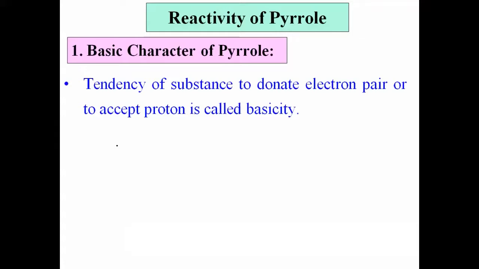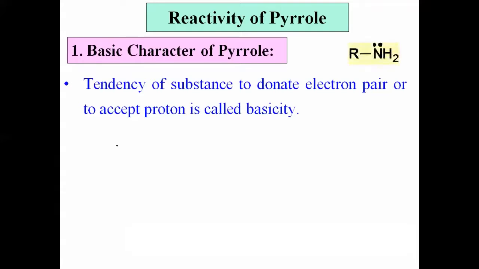Now what is meant by basic nature? It is the tendency of a substance to donate an electron pair. According to the Lewis theory, if a compound donates an electron pair to another substance, then it is called a base. Or if it accepts a proton, then it is also called basic. The tendency of a compound to donate an electron pair or to accept a proton is called basicity. This is called basic nature or basic character. This is the first concept.